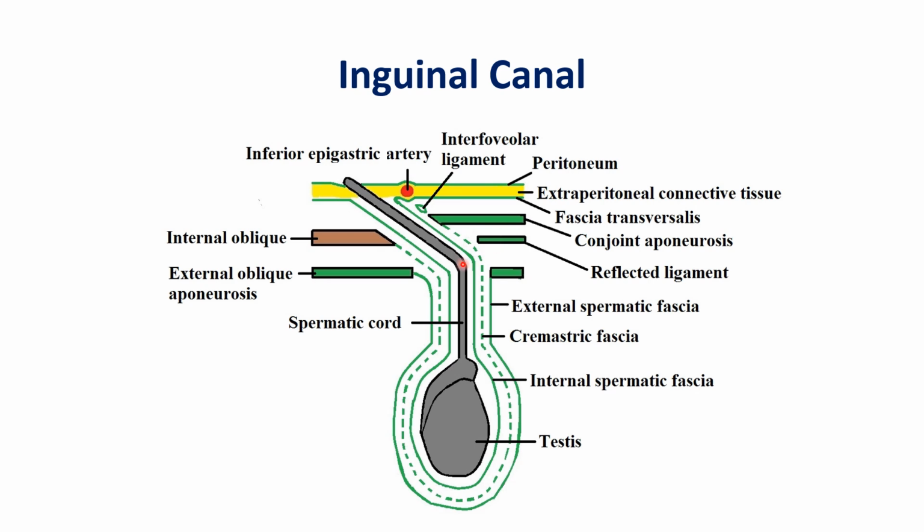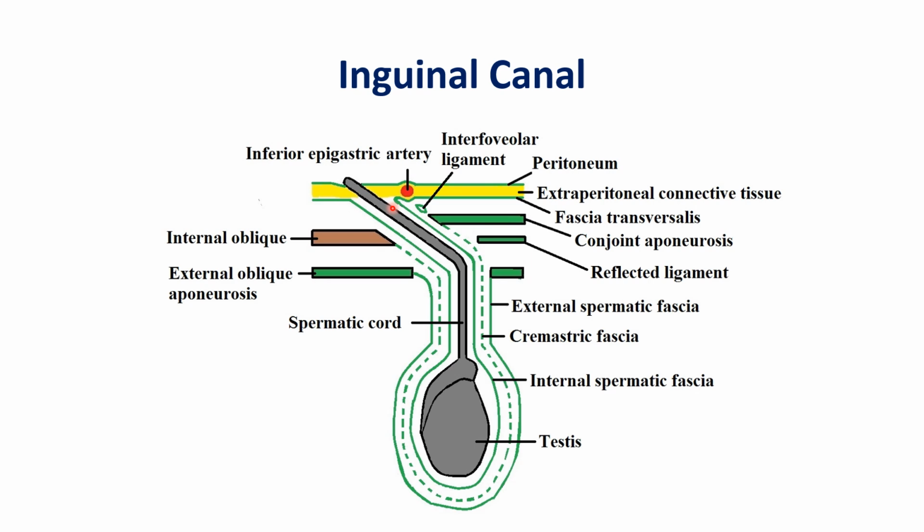So, skin, superficial fascia, external oblique aponeurosis, they form the anterior wall of inguinal canal, and in the lateral 1/3 by the fleshy fibers of internal oblique, while peritoneum, extraperitoneal connective tissue, fascia transversalis form the posterior wall in the entirety, along with the conjoint tendon present in the medial 2/3 of the posterior wall, and then on the medial aspect also lies the reflected part of inguinal ligament.